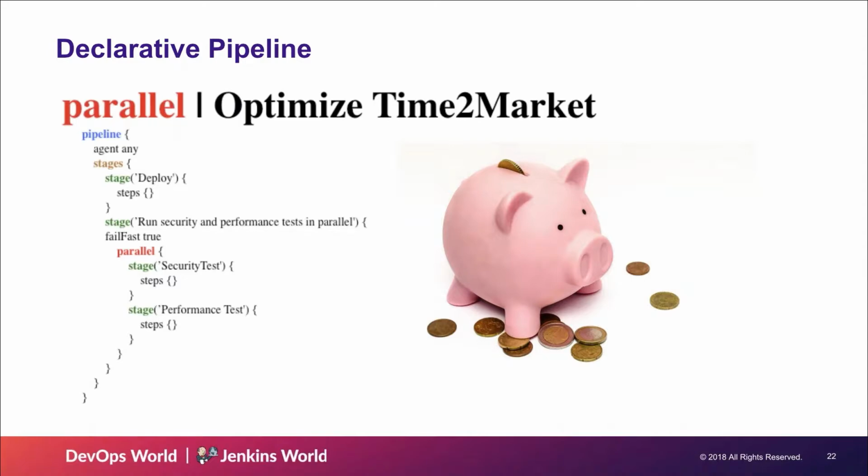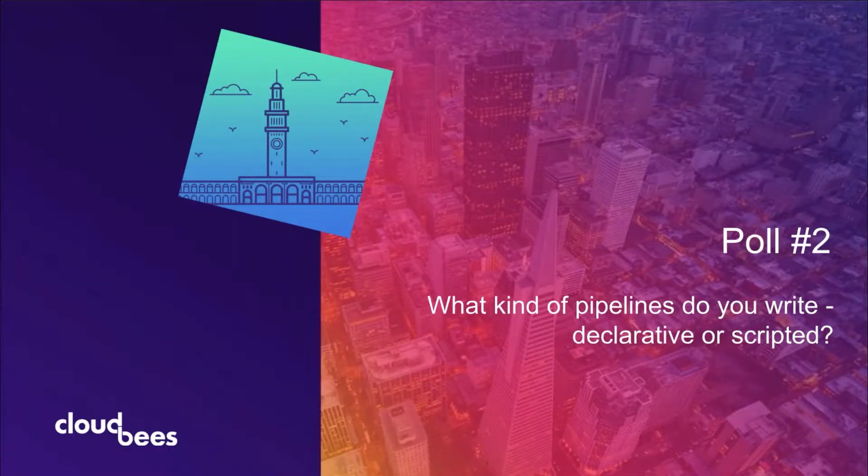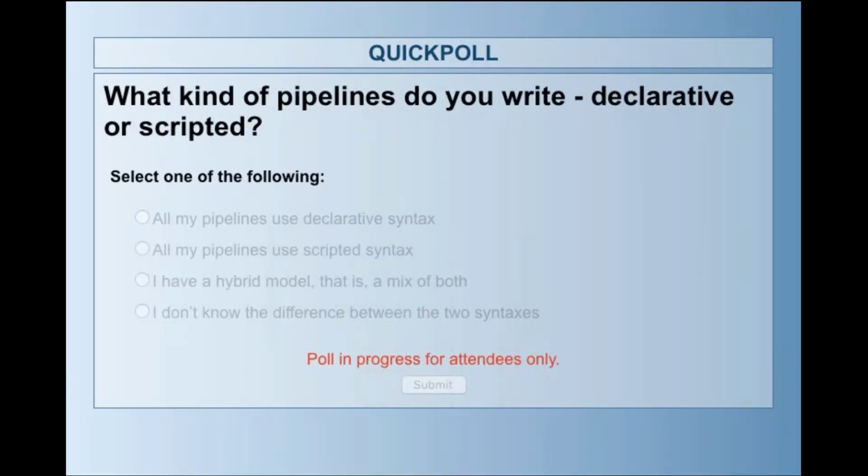With that, let's do the second poll of the day. We would like to know what kind of pipelines you write at this time. Are they more declarative? Are they more scripted? Or are they fully declarative, fully scripted? Or maybe a hybrid mix of both? Or you still are figuring out the difference, like you don't quite know what's in there. That's how you started and that's how it is.